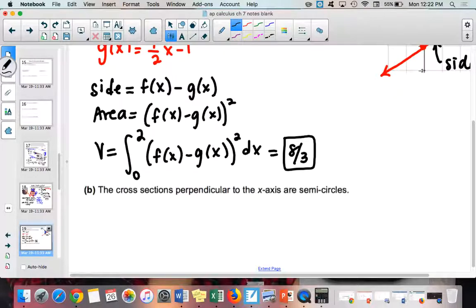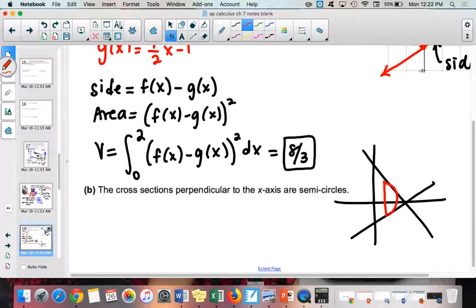Okay, all right, so B. So the cross sections perpendicular to the x-axis are now semicircles. It's the same original picture, right? But now off of that picture, we have these semicircles coming up off here. So what's the distance that we found before? That top minus bottom is the diameter. So our diameter was f of x minus g of x, right?